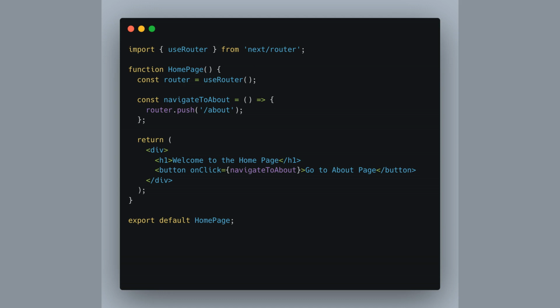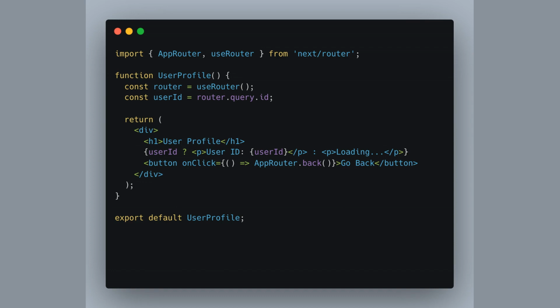In our user profile component, we're showcasing how to handle dynamic routing with the app router. First, we import useRouter from Next router and retrieve the user ID from the query parameters. This ID is dynamically populated based on the route. Inside our JSX, we conditionally display the user's ID or a loading message. Notice the Go Back button? It uses router.back to navigate to the previous page. This approach elegantly handles dynamic data fetching and navigation in our Next.js application.